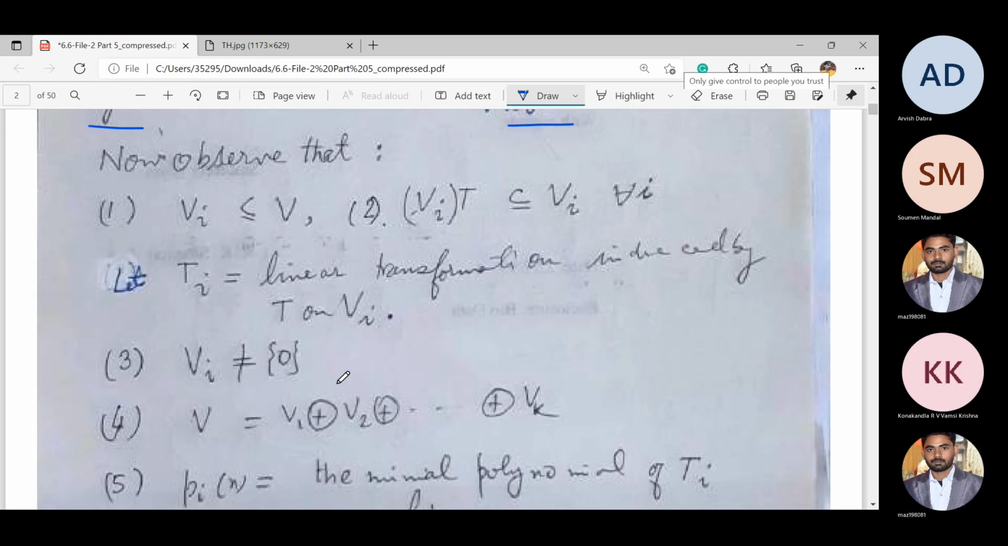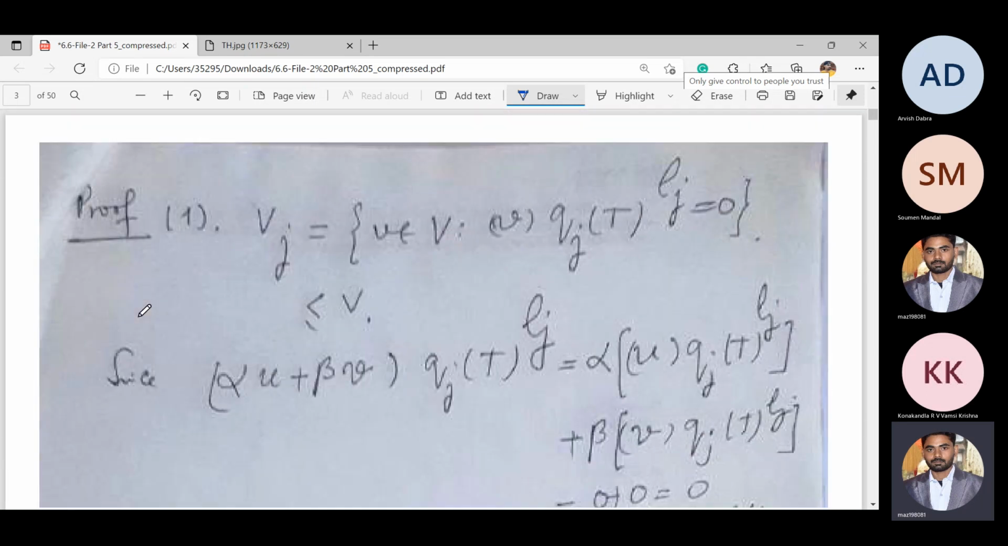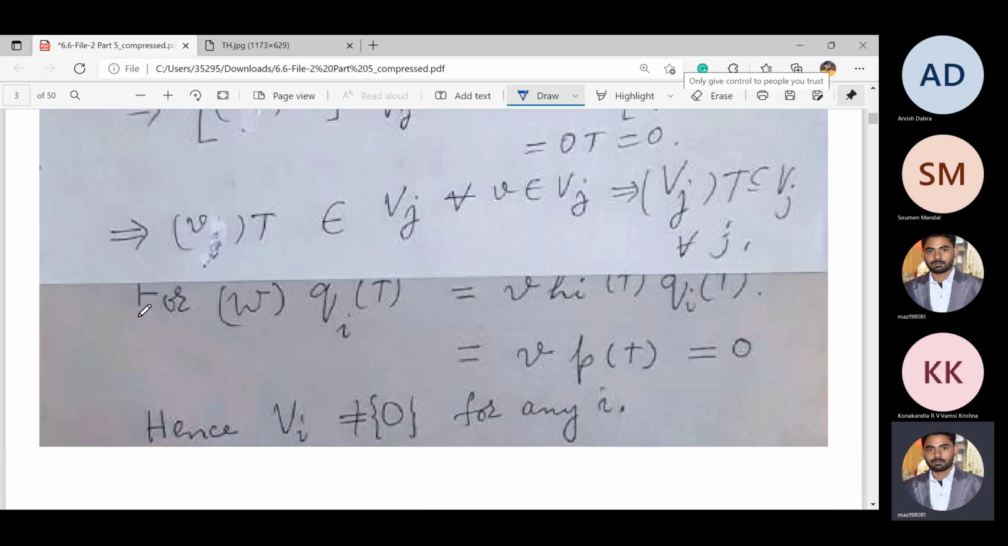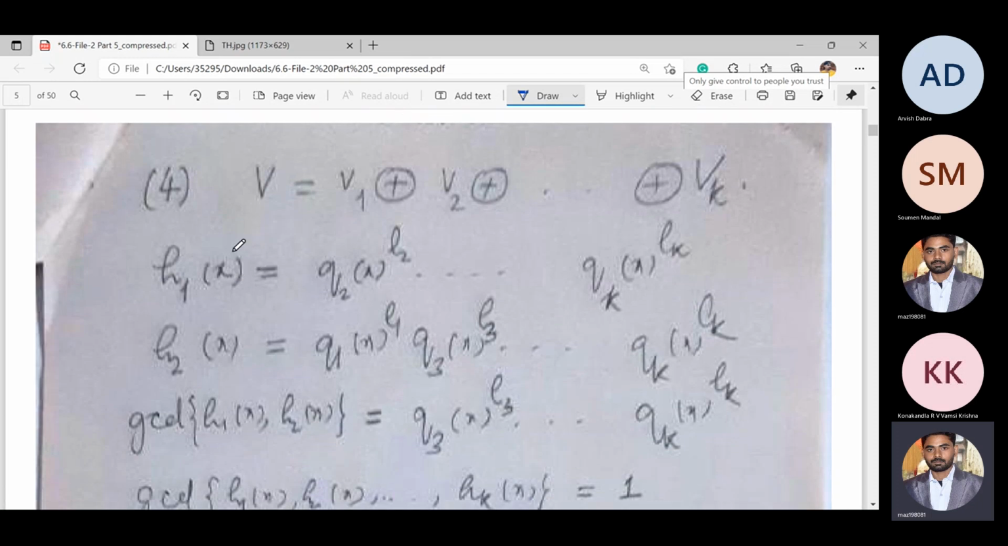Sir has proved point 1, point 2 and point 3. So today we will see the proof of 4 and 5 and some other theorems. Up to here sir has done. So here is point 4.